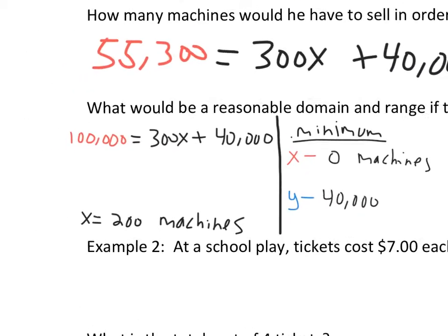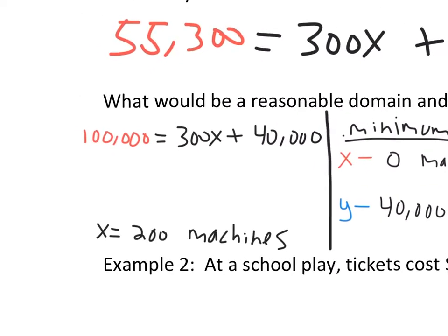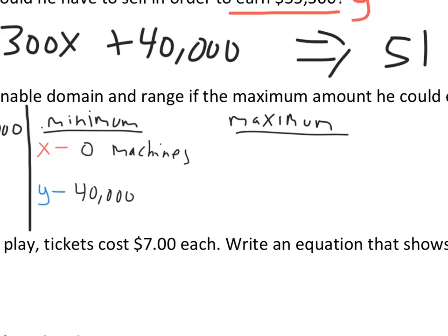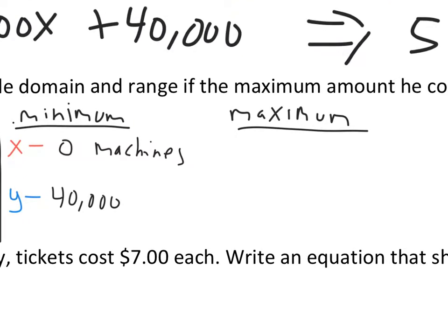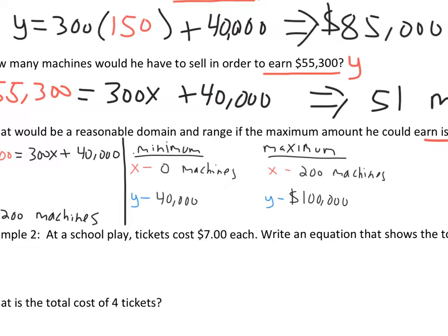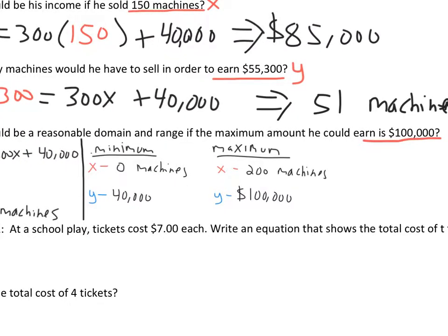Okay, the maximum is going to come from the equation we solved over here to the left. We already know the 100,000 is the maximum amount he can earn, and then we solved for x, and so x is 200 machines, so that's the maximum amount of machines he can sell. Okay, so the maximum amount of machines would be 200 machines. And then it gives us the maximum amount of y. So the maximum amount of dollars he can earn is $100,000. Okay, so we have our max and we have our min.